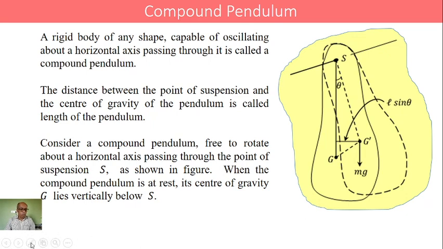In order to study the compound pendulum, let us consider a rigid body of any shape, such that it is capable of oscillating about a point on the horizontal axis passing through that irregular body. Such a body, which is about to oscillate on a horizontal axis, is called a compound pendulum having irregular shape.